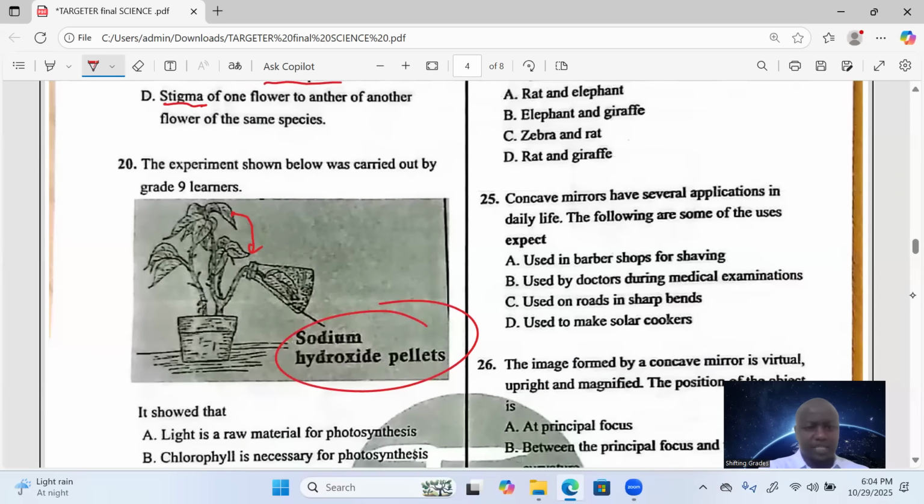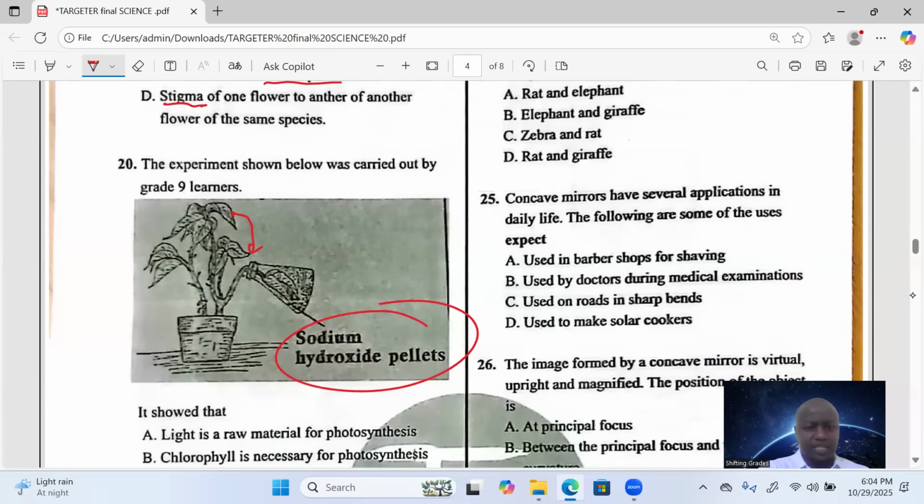Grade 9 learners were discussing the mode of nutrition in living organisms. Which one of the following is not a mode of nutrition? We have symbiosis, holozoic, saprophytic, then autotrophism. I think the main issue here should be autotrophism, because the others are modes of heterotrophic nutrition. The others are classified together.